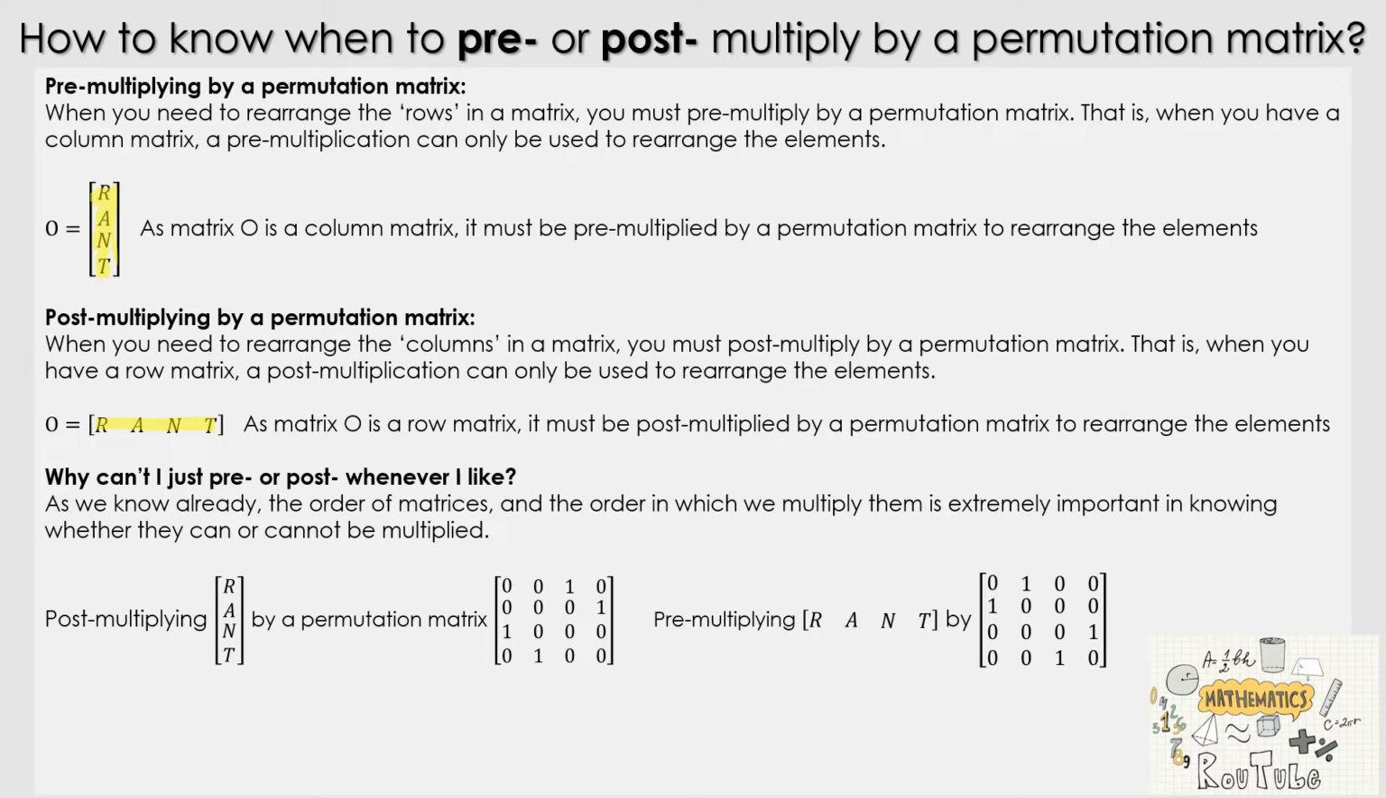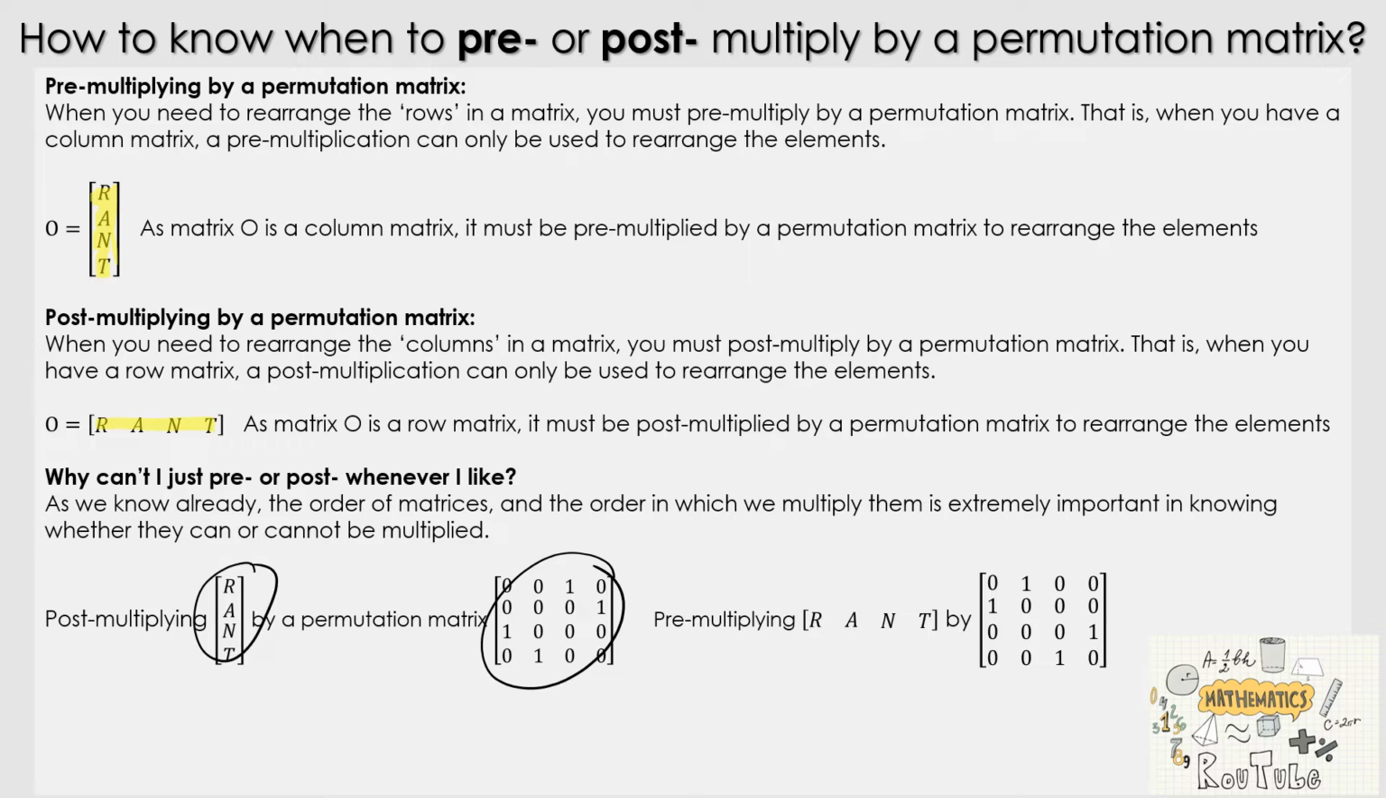So let's have a look. Let's try and post multiply rand as a column matrix with the permutation matrix, which is here. We know it's a permutation matrix. It's got a 1 in every column and every row, with the rest of the elements being 0, and it's a square binary matrix. Okay, fantastic. So let's try and post multiply rand with the permutation matrix.